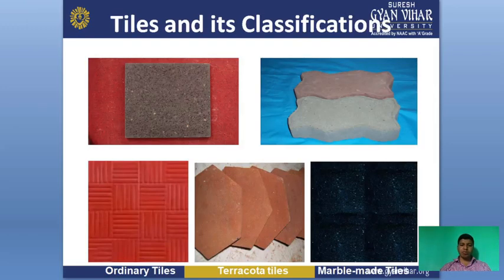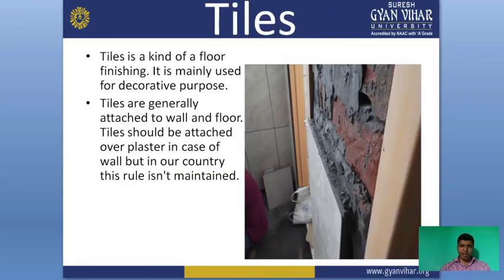After completing the plaster process, we will go for tiles, and these are pictures of tiles, and we will also discuss the classification of tiles. These are examples of tiles like ordinary tiles, tractor tiles, and marble tiles, which are used after the plastering process. What is tile? As you know about the tiles which we use in our houses, in any building or in any apartment, the tile is a kind of floor finishing. It is mainly used for decorative purposes.